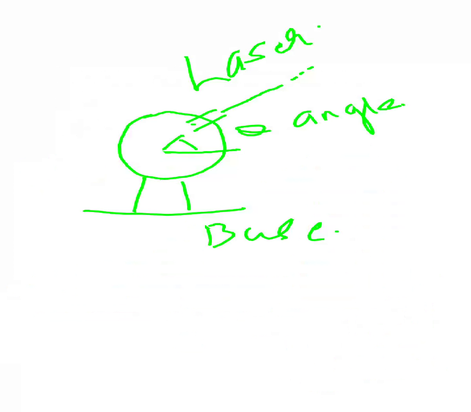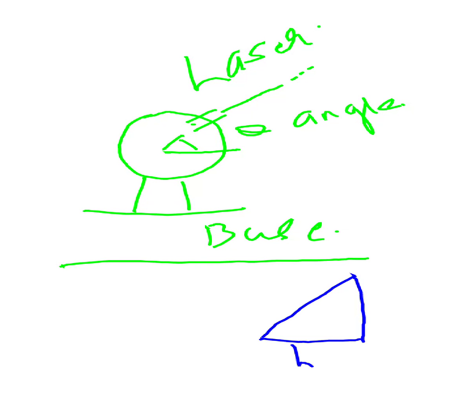How can we calculate that height? Let us see. Suppose now our triangle will become like this. This is B, this is height H, this is theta. A, B, C. Getting it? Yes, sir.